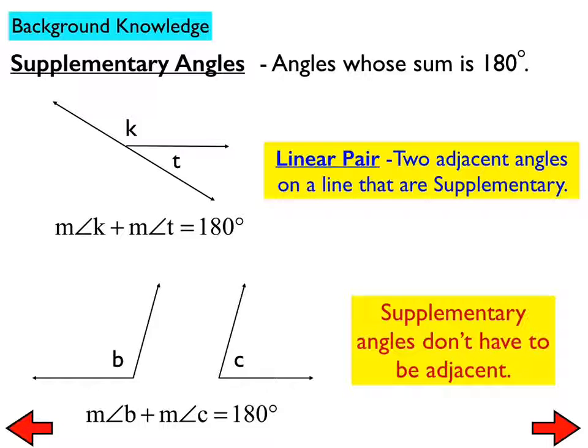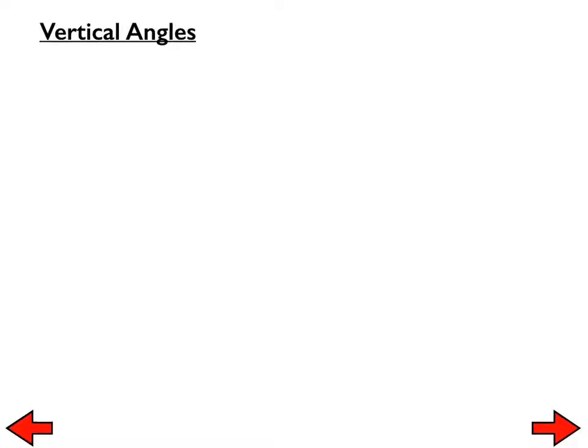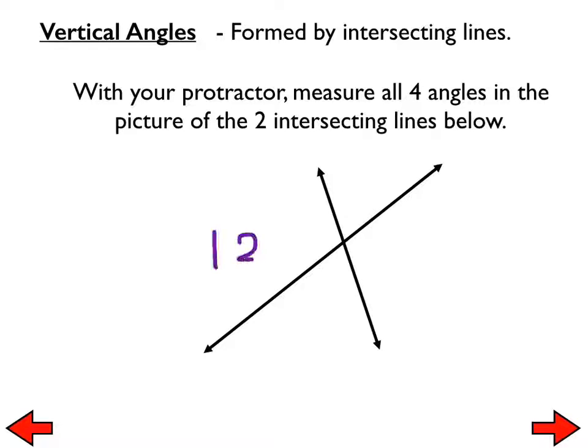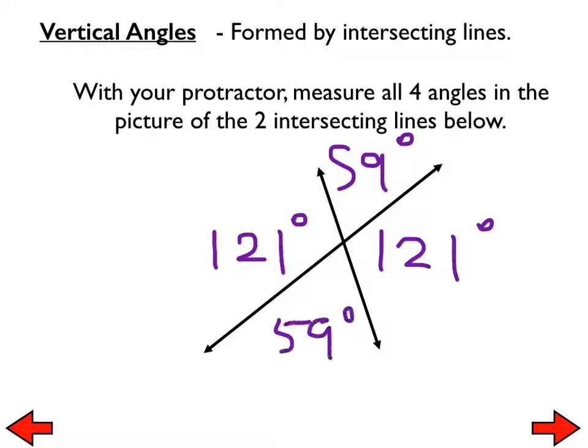So today is the last relationship that we are going to learn about, called vertical angles. These are formed by intersecting lines. Go ahead and fill that in on your notes. And then this next part is not on your notes, so go ahead and just watch. I have this drawing here that I'm going to measure with a protractor, which I already did. And I found out that this was 121 degrees. This one was 59 degrees. This one was 121 degrees, and this one was 59 degrees.